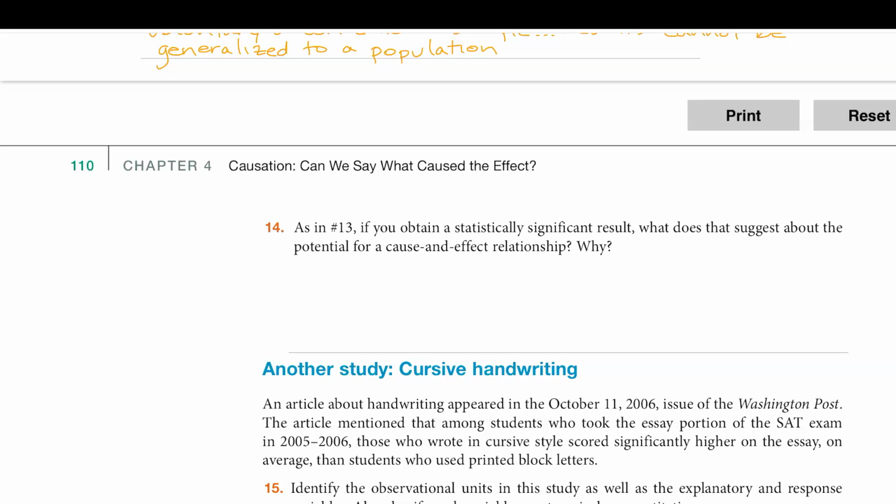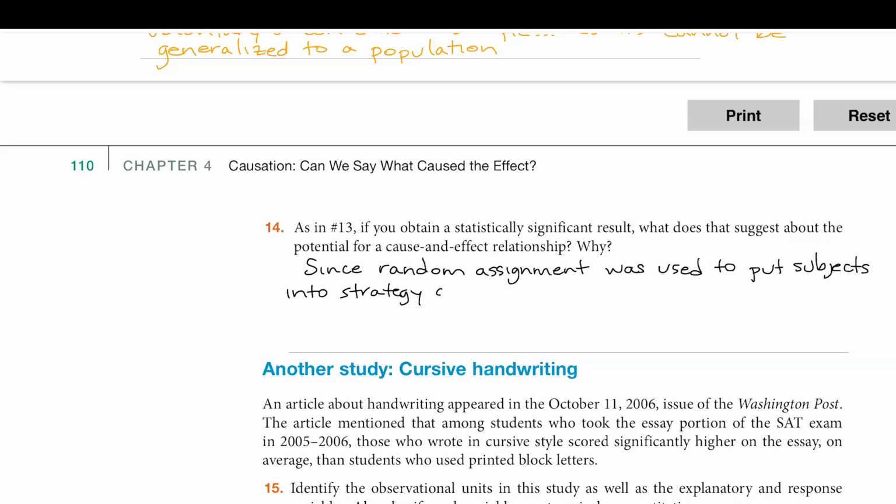Okay, and then in number 14, they say, if you obtain a statistically significant result, what does that suggest about the potential for a cause and effect relationship? So since random assignment, again, not the same thing as random sampling, since random assignment was used to put subjects into strategy groups, what we would generically call treatment groups, a cause and effect conclusion is possible. So if one strategy works better than another, we can say it is that strategy that is causing the better recovery outcome. We don't have to worry that it's because of height.